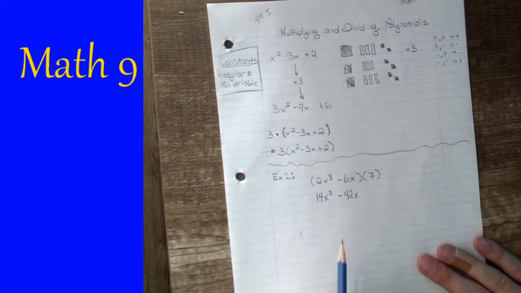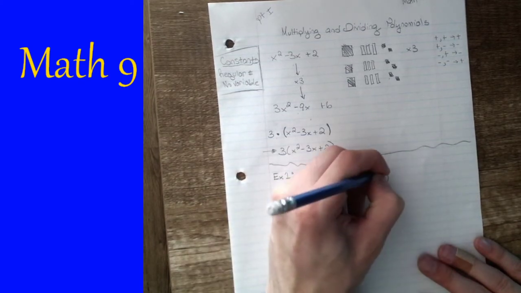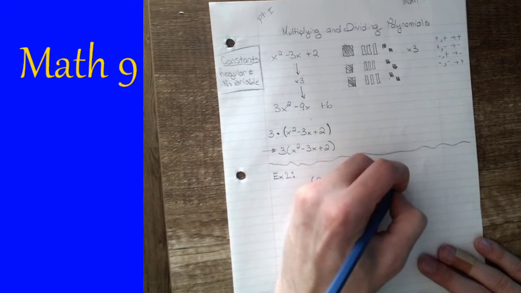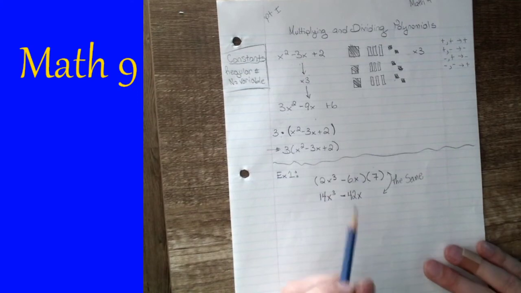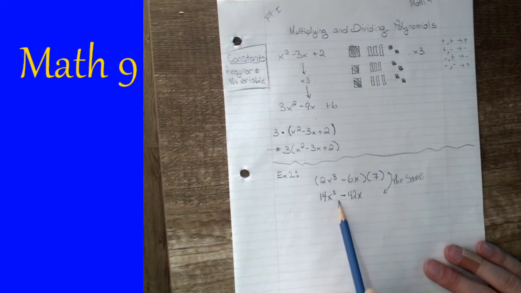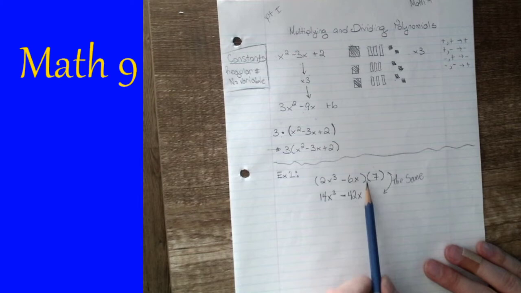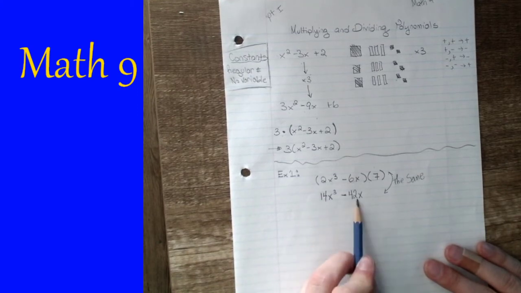Now, what's very, very important to understand is that these two things are the same. They represent the same values. So 2x cubed minus 6x times 7, when you do that multiplication, you get 14x cubed minus 42x. And these two different expressions represent the exact same thing, just different ways of writing it. So that's our first example.